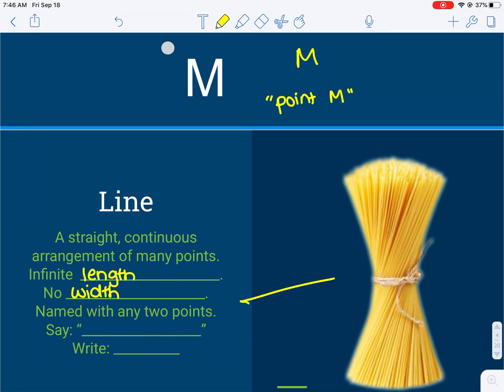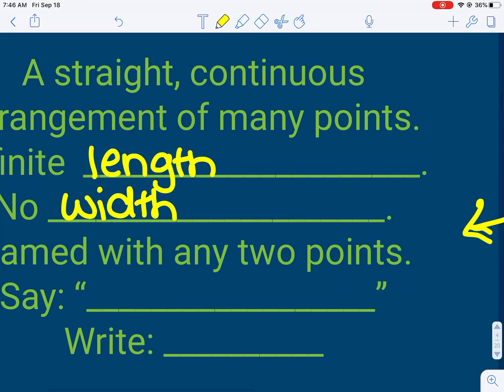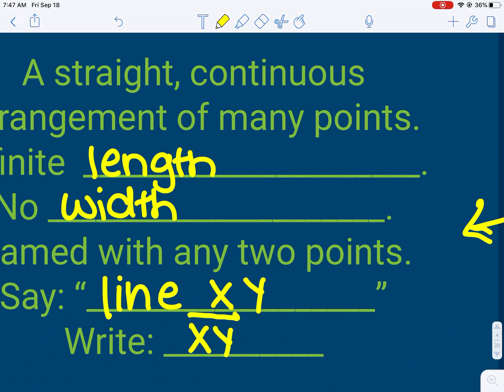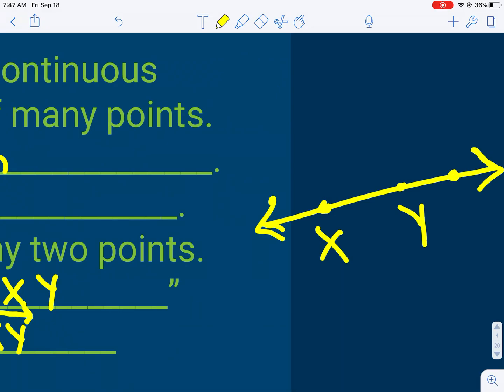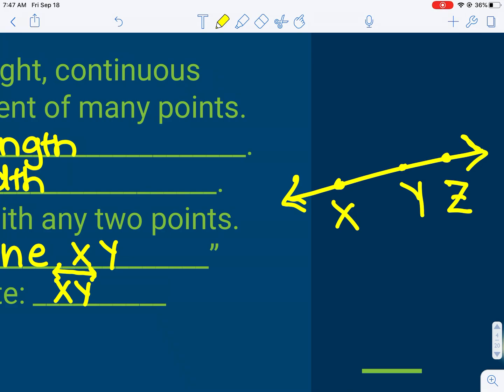And let's say on that piece of spaghetti, I have X and I have Y. I could say line XY. I'm going to write XY, and then I have a little baby line up ahead. And to show that it keeps going forever, I have my arrows on either end. Notice I only got 2 letters. So even if Z is also on there, I'm only picking 2 of them. I never pick 3 and I never pick 1.